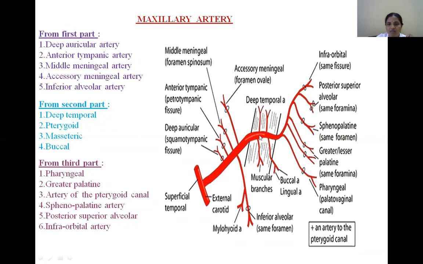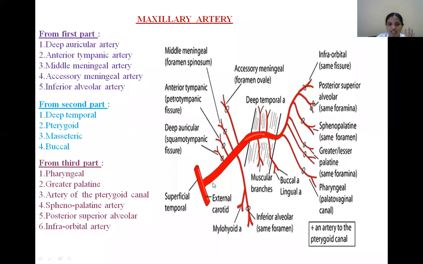Second segment, it may pass through the muscle or superficial to the muscle. And the third segment is beyond this muscle. If it passes through the muscle, it means between the 2 heads of the lateral pterygoid, superior and inferior head. So between the 2 heads, it passes, leaves the infratemporal fossa and appears in the pterygopalatine fossa. So that's why it is divided into 3 parts.